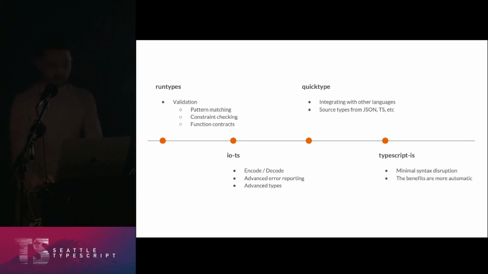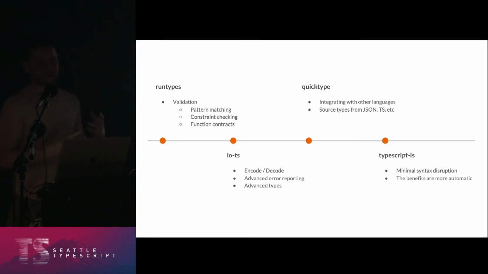If I was to summarize the benefits of each one, for runtypes, I think it's really good for validation if you need some very complex pattern matching, mainly for validating forms and inputs, like responses from the API, checking type constraints, function contracts. And then io-ts is really good when you need to serialize and deserialize your API responses, which we have to do all the time.